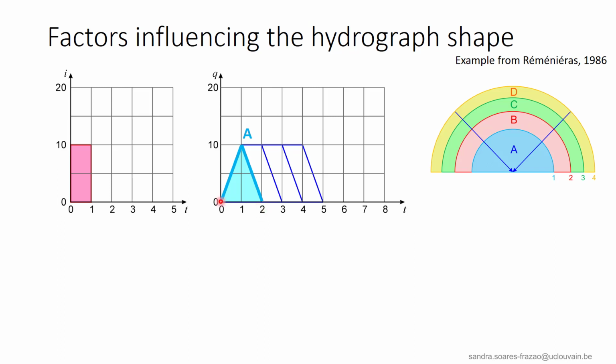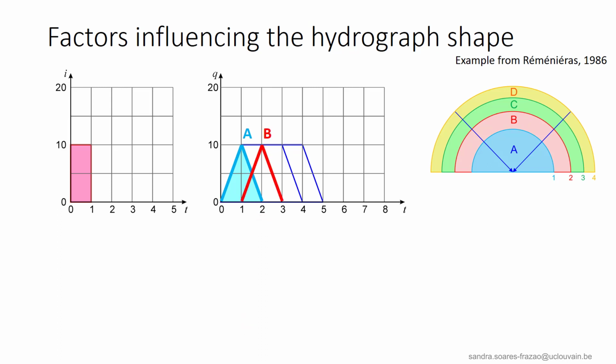Indeed, the discharge increases until Tr equals Tc, that is until T equals 1 hour, then the rain stops and the discharge decreases until time Tr plus Tc, that is here 2 hours.